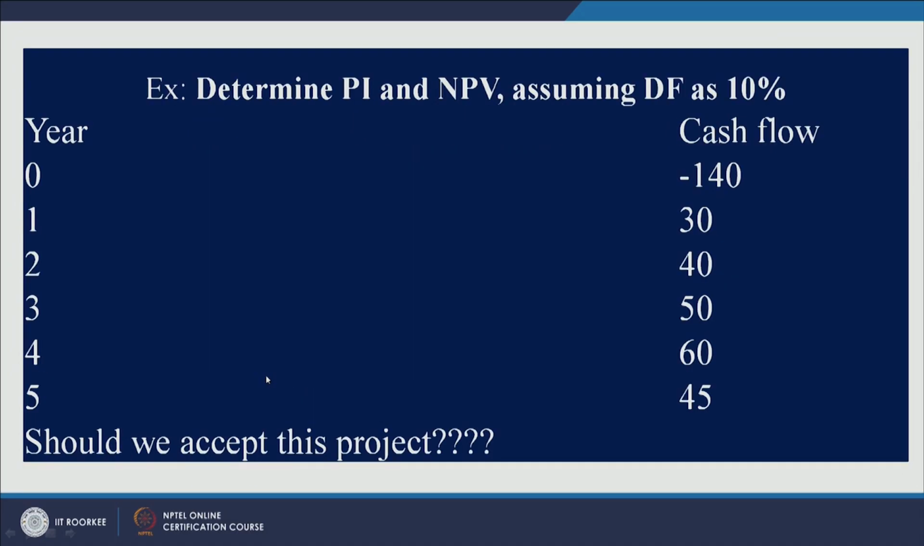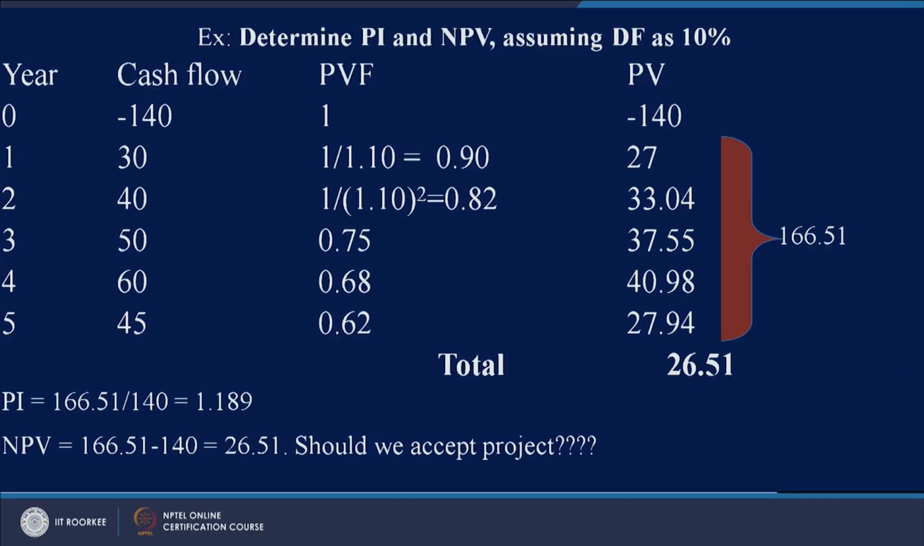You can also work out this example similar to what we have just seen. For this question, profitability index is 1.189 and NPV is 26.51. So should we accept this project? Yes or no? Yeah, we should accept this project, right.